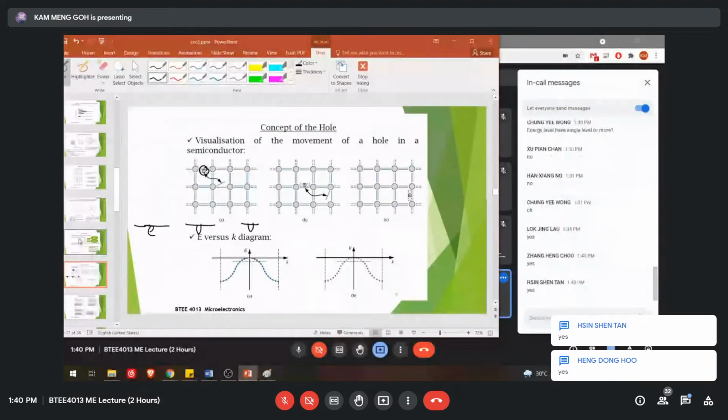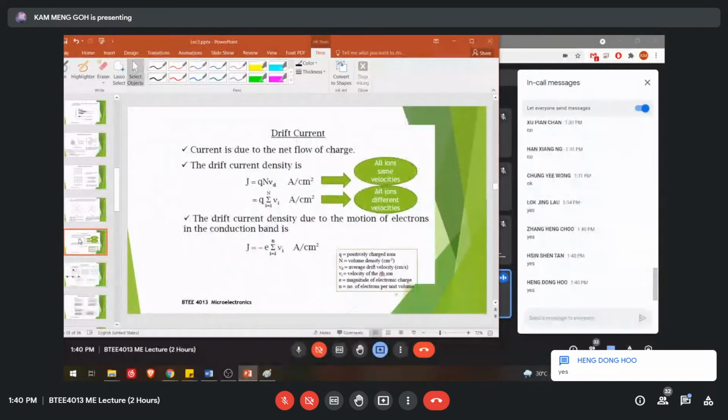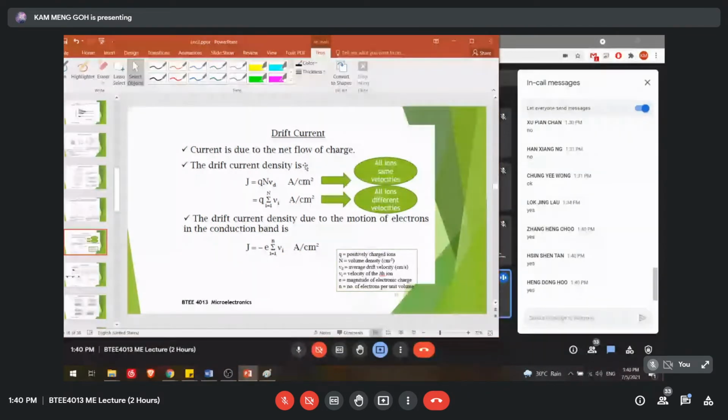So this is the drift current density. Actually, drift current density is a measure of the electron flow, but we will discuss this in lecture 6. This is not important at this moment, but we will deal with it later, so don't worry about this first.